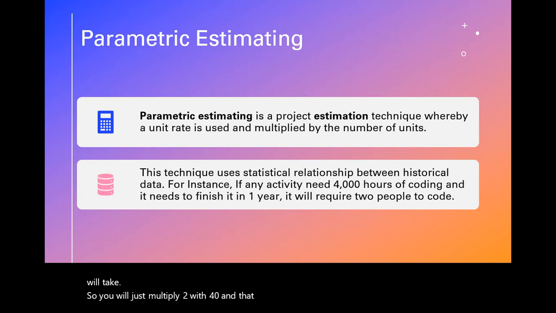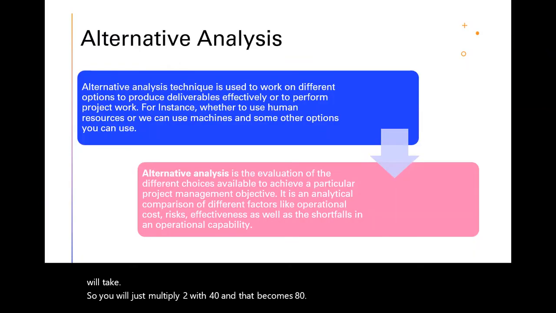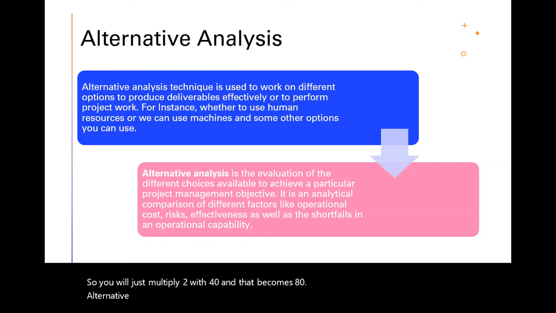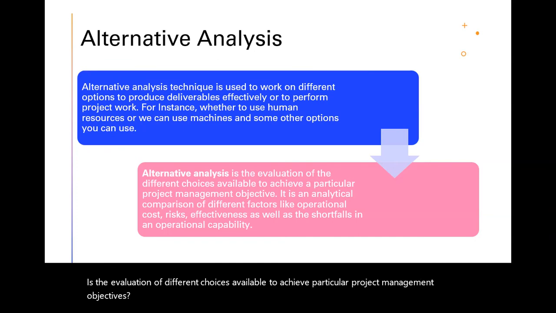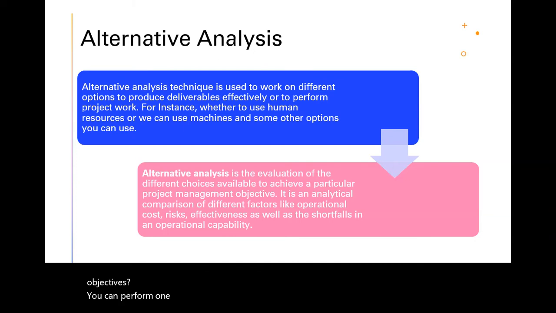Alternative analysis is the evaluation of different choices available to achieve particular project management objectives. You can perform one piece of work through different methods. So the alternative analysis technique is used to work on different options to produce deliverables effectively or to perform project work.